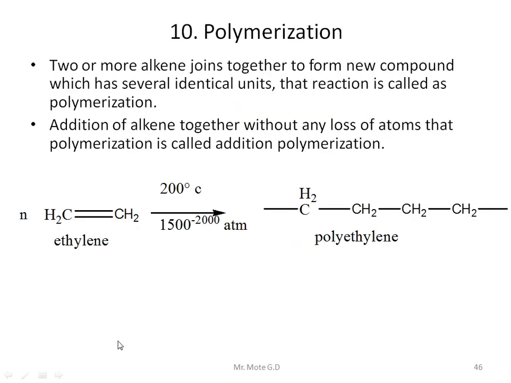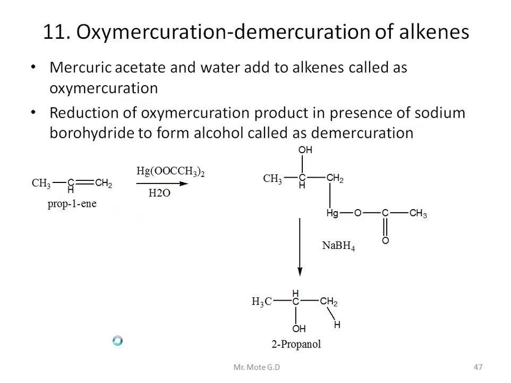Ozonolysis. Polymerization reaction means simple addition. Ethylene treated at 200 degrees centigrade at pressure 500 to 3000, and we'll get polyethylene. And last one, oxymercuration and demercuration. When ethylene is treated with mercuric acetate, we'll have the various reaction.